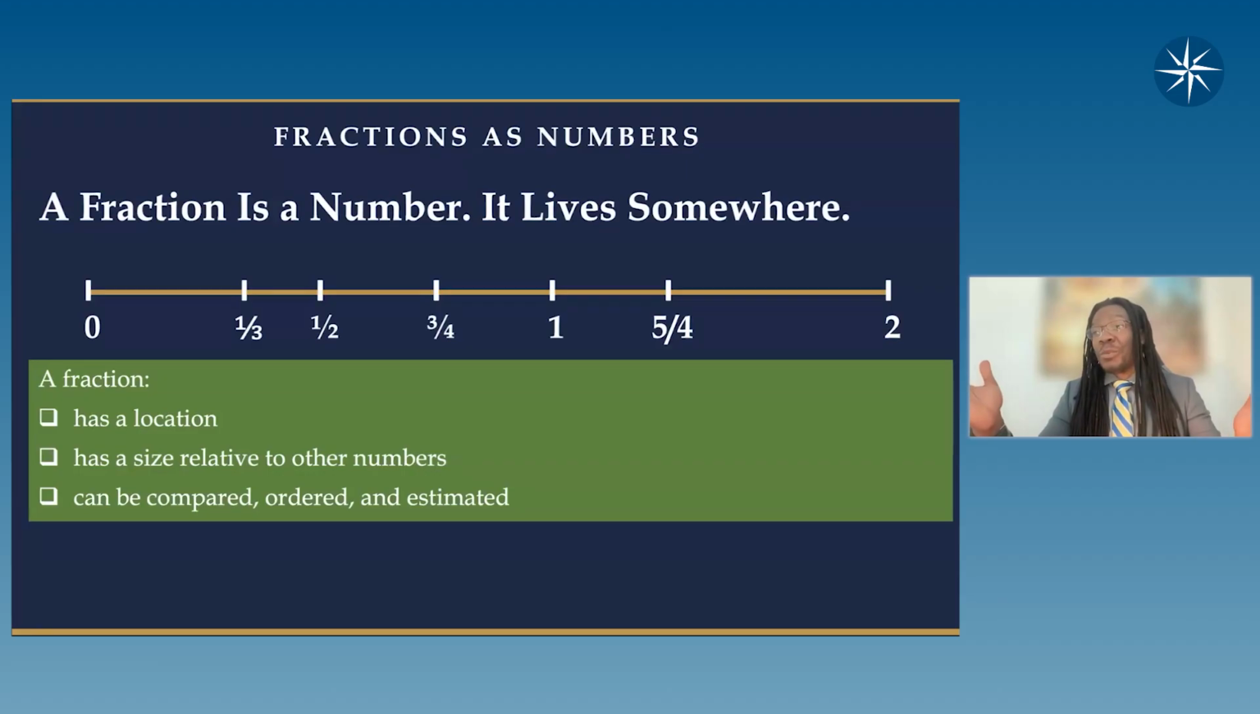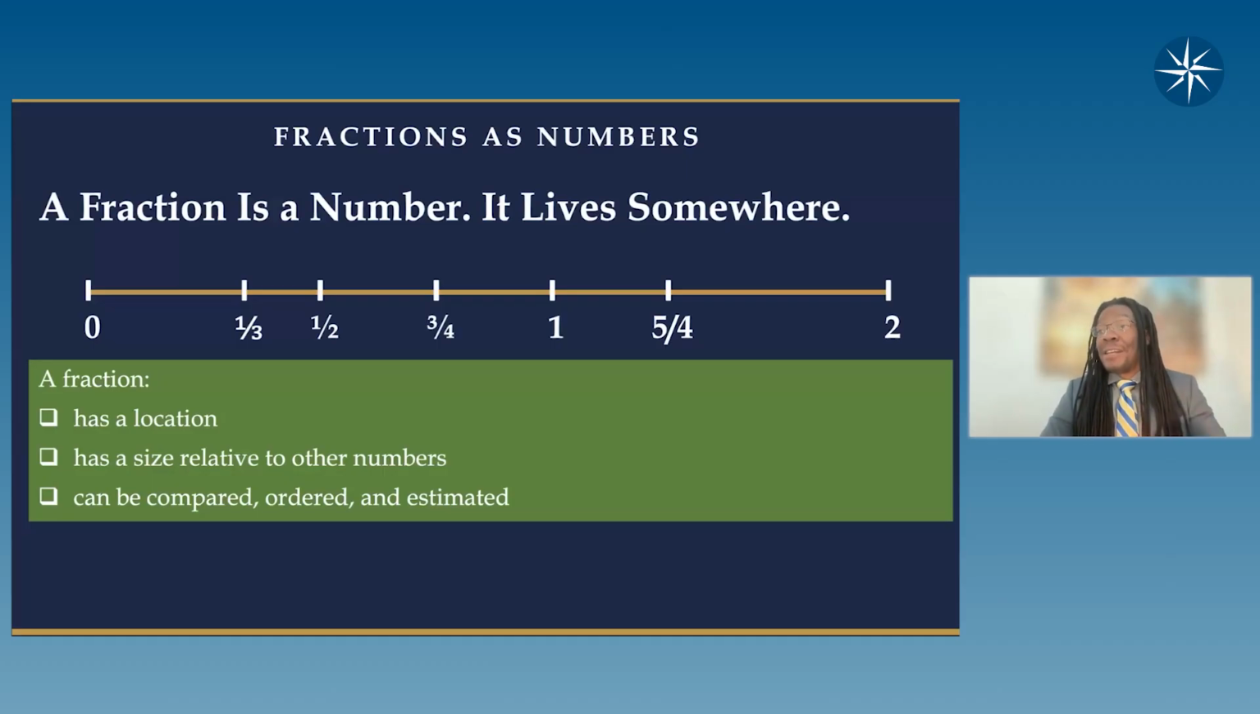And usually we start with 0 to 1, or we go up to 2, just to give a sense of where these numbers live. Students start to see that 1/3 is closer to 0, therefore 1/3 is smaller than 1/2. 1/2 is closer to 1, therefore 1/2 is larger than 1/3, right? And so on and so forth. 3/4 is larger than 1/3 because it's closer to 1.